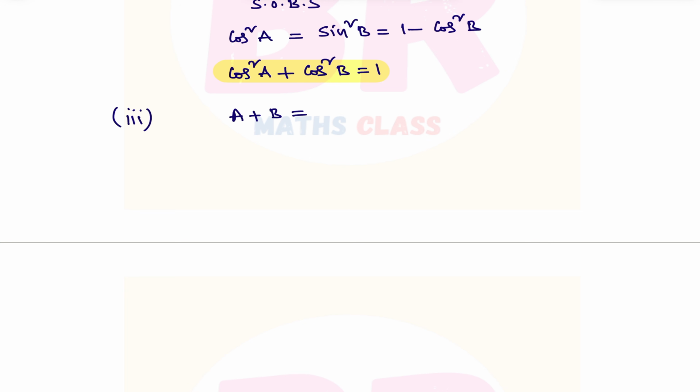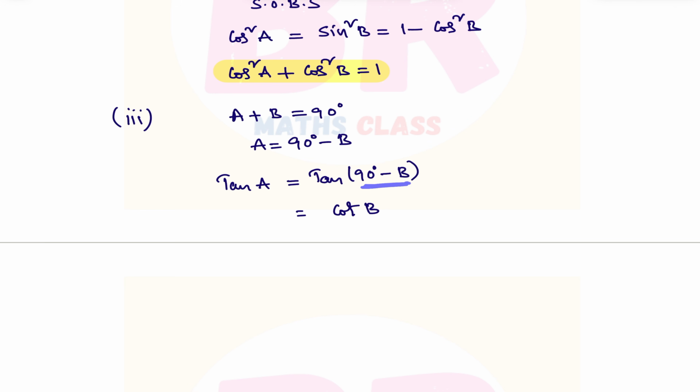If they give a plus b is 90 degrees, from this a equal to 90 degrees minus b. You apply tan to this on both sides. Tan a equal to tan 90 minus b. You know from trigonometry formulas, when 90 degrees is there, tan changes to cot. 90 minus b is in first quadrant. In first quadrant tan is positive. So tan 90 minus b is cot b. So you got tan a equal to cot b.